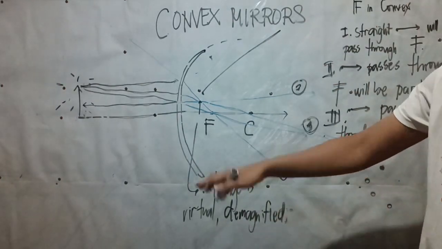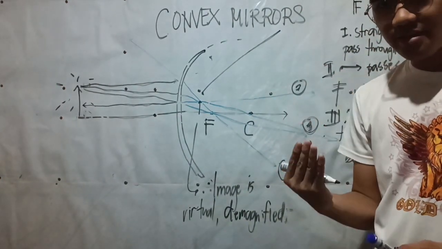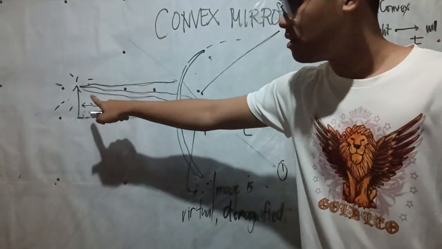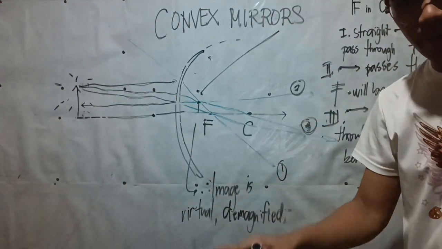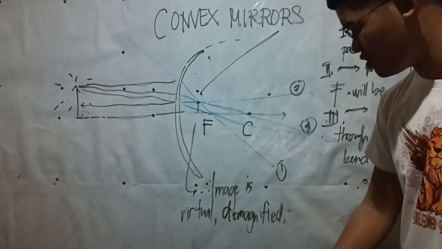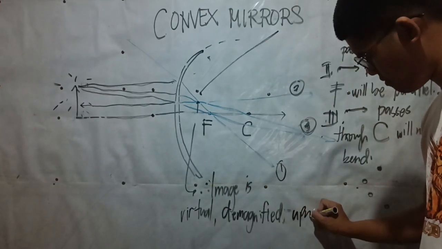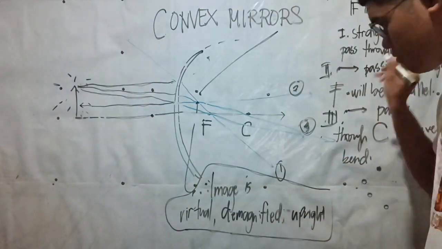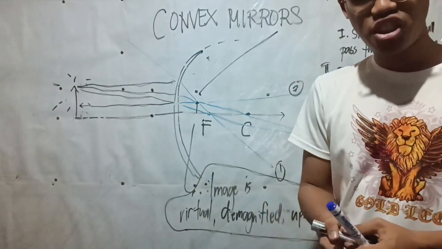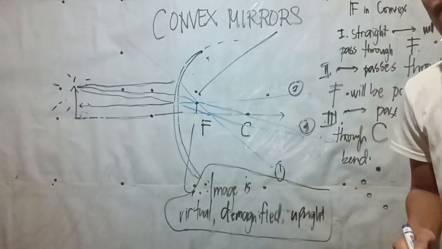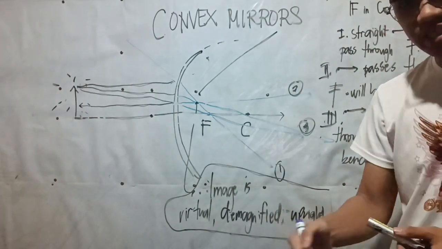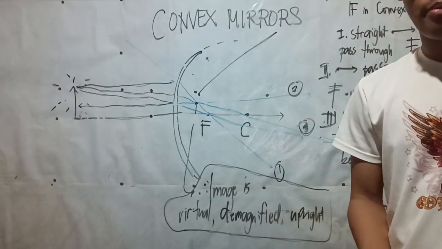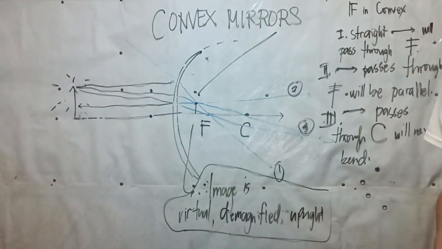Now, another is whether the image is upright or inverted. If you can notice, it is the same as the illustration of the camera. So, the image is also upright. So, to conclude, the image that is formed in convex mirrors is a virtual image. It is demagnified and it is upright. That's very easy. Thank you.